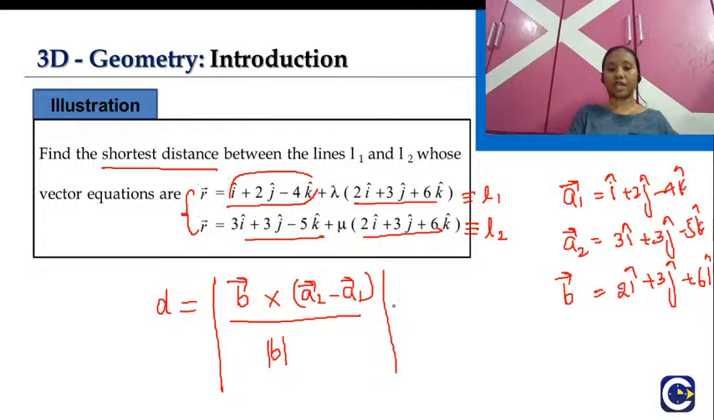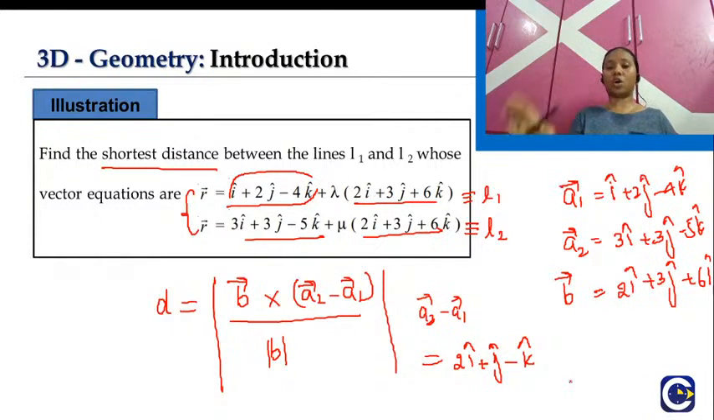now let's try to find our B bar cross (A2 bar minus A1 bar). So first let's find A2 bar minus A1 bar. So this will be equal to A2 minus A1. So 3 minus 1 will be 2, so 2i cap. 3 minus 2 will be 1, so plus 1j cap. Then minus 5 minus 4, that is minus 5 plus 4, so it will be minus k cap. So this is my vector A2 bar minus A1 bar, that is 2i cap plus j cap minus k cap.